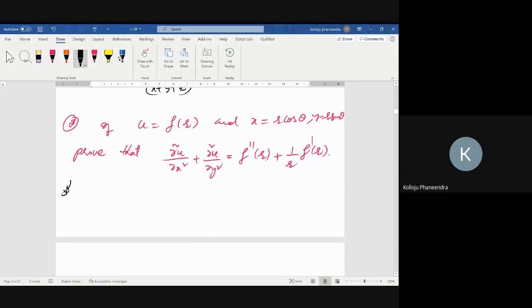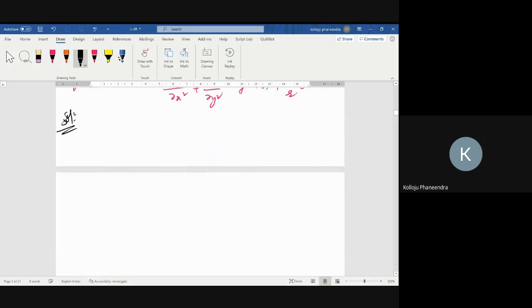Solution. See here, before going to this, I need change of variables. Okay, let me tell you this problem after change of variables. Afterwards, now the next one is total differential.